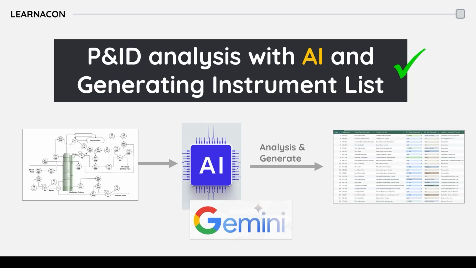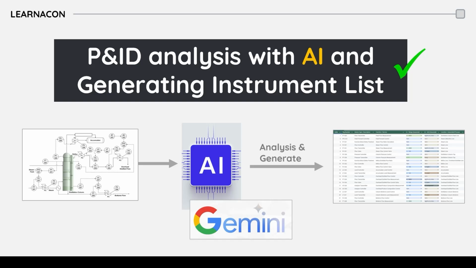P&ID is often an important design input where you need to precisely analyze and develop instruments and valve lists. This is a very tedious task which has to go through multiple review cycles to ensure all devices and equipment have been properly identified and listed. It is often a time-consuming and meticulous process.